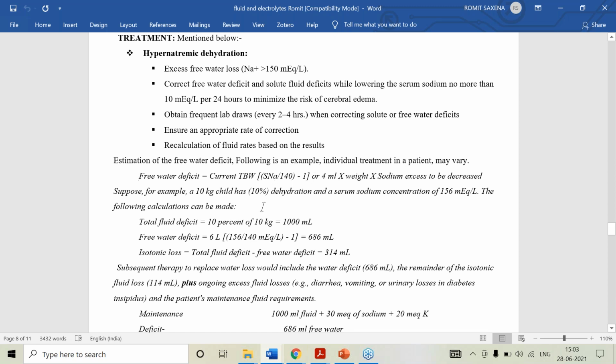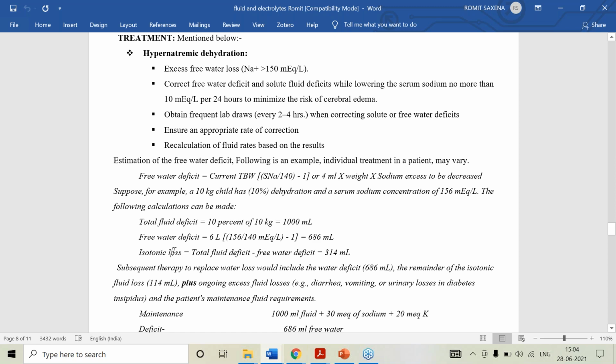We can calculate it from total body water, which is 0.6 into body weight, into the body sodium divided by the normal sodium of 140, minus 1. This is one way we can calculate, or we can just calculate as 4 into weight into sodium excess. So if a patient has 10% dehydration on clinical assessment and the serum sodium is say 156, fluid correction for 10% dehydration is 10 into 10, that's 1000. So free water deficit will be 10 into 0.6 into 156 by 140 minus 1, so that is 686 ml.